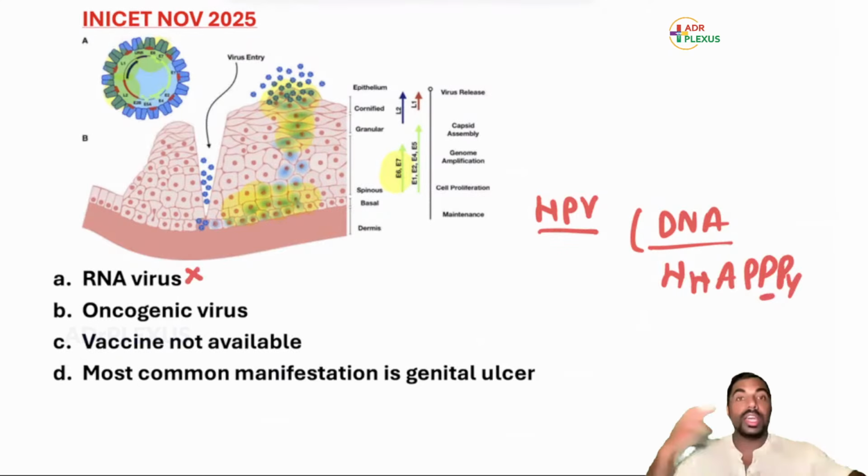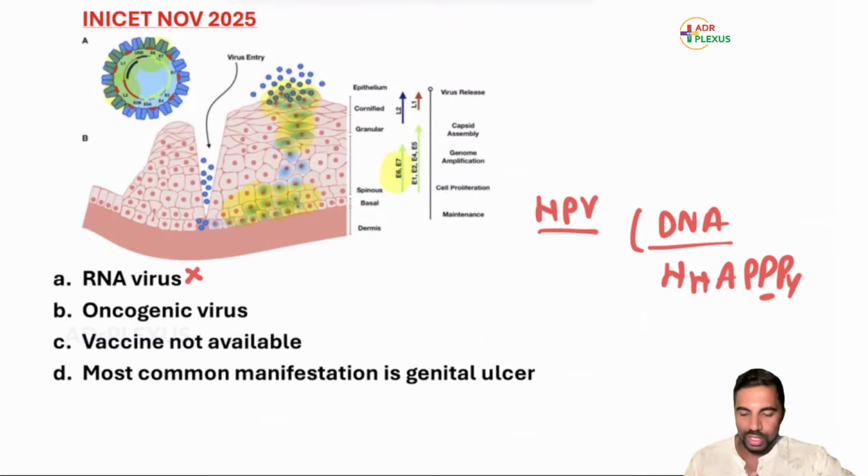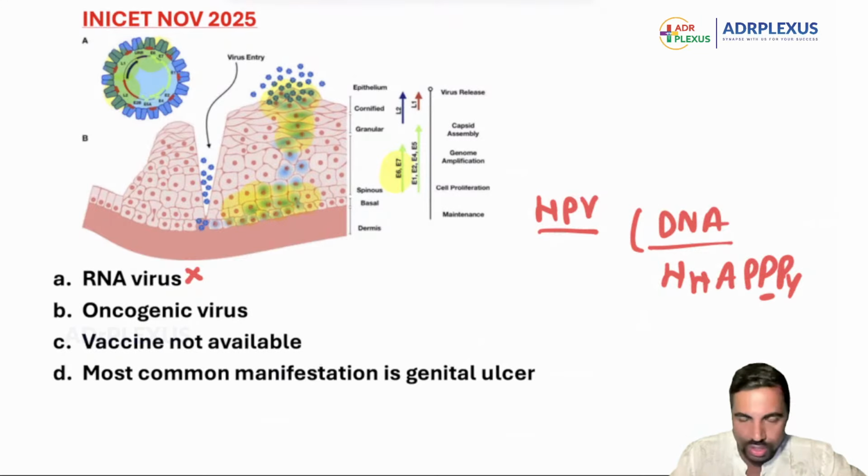Even if you think of herpes zoster or herpes virus, your first option you should rule out. It is gone. It is not. Now, oncogenic: yes, if we consider HPV, oncogenic is a correct option. So that is the right option. It can cause cancer.